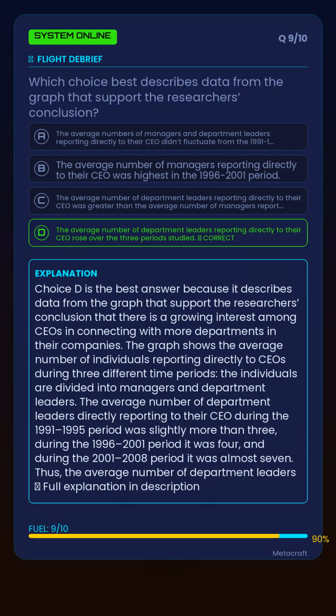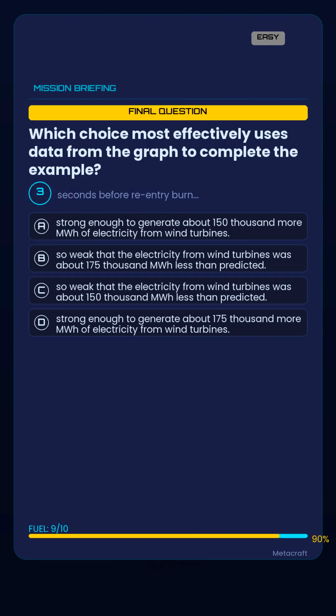The correct answer is D. Which choice most effectively uses data from the graph to complete the example? Option A, strong enough to generate about 150,000 more MWh of electricity from wind turbines. Option B, so weak that the electricity from wind turbines was about 175,000 megawatt-hours less than predicted. Option C, so weak that the electricity from wind turbines was about 150,000 megawatt-hours less than predicted. Option D, strong enough to generate about 175,000 more MWh of electricity from wind turbines.